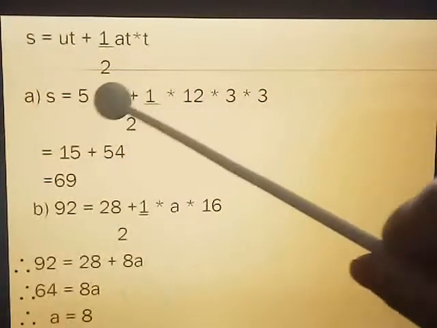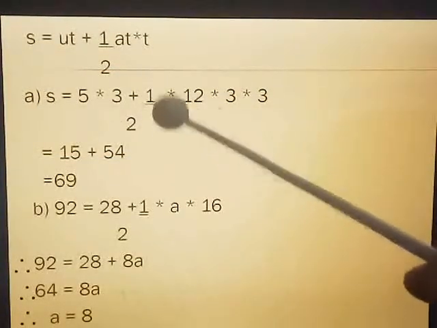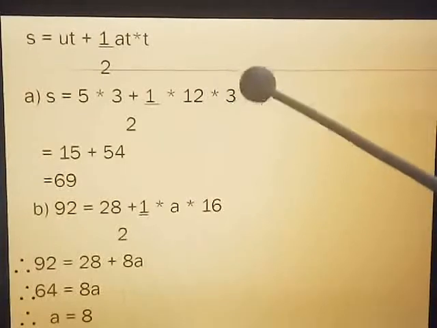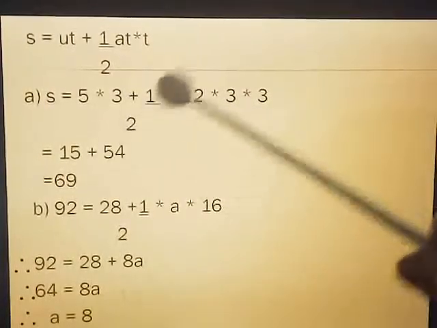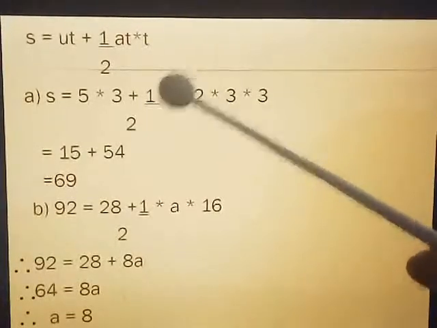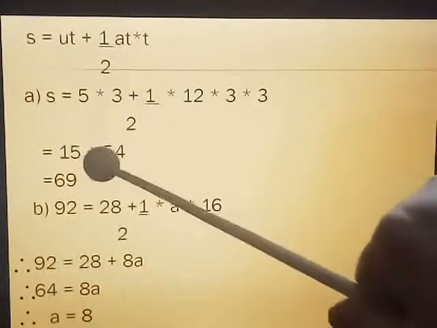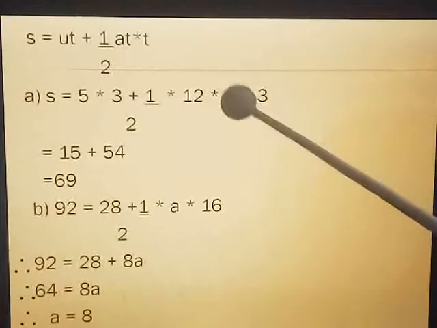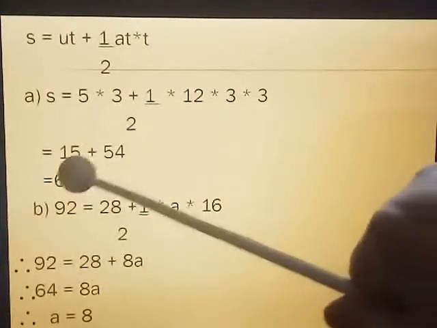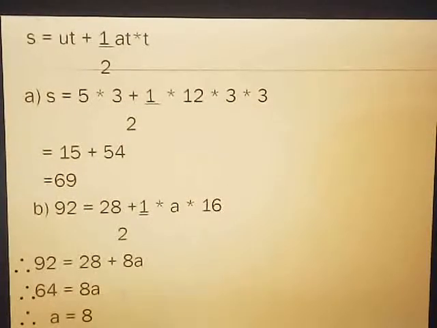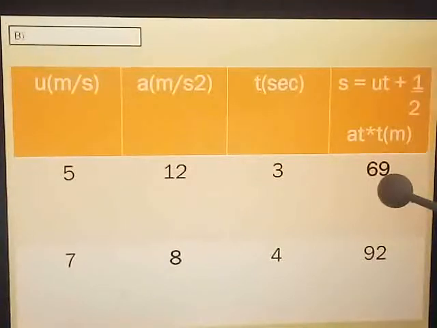Substitute over here. 5 multiplied by 3 plus half into 12 multiplied by 3 multiplied by 3, because it is t square. 2 6s are 12. So 5 3s are 15 plus 6 multiplied by 3 is 18. 18 3s are 54. So 15 plus 54 comes out to 69. This same value you are going to put here in the answer.